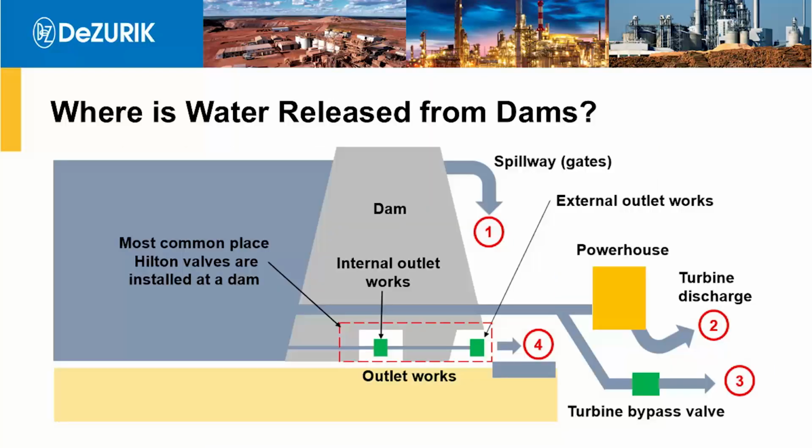So just to recap, where is water released from dams? There's the spillway, which is spilling over the top of the dam. There's the turbine discharge if it's a powered dam. There's a turbine bypass valve. So that's basically, if the turbine trips, it opens to make sure that the river downstream doesn't dry up. And then finally, the outlet works. And again, that's the most common place that Hilton valves are installed. It's either, as I show, internal or external outlet works.